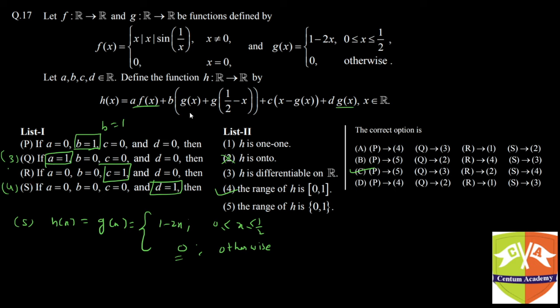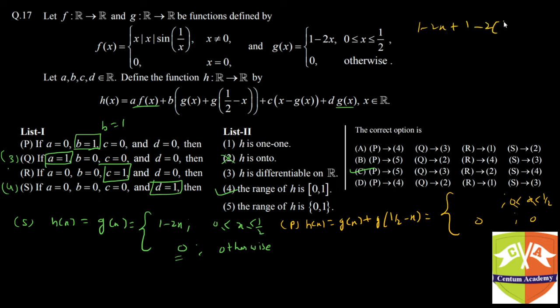P is when b is 1. What is b? g of x plus g of half minus x. Let me define this, by the way. We are attempting option p, which says that b is 1. That is, my h of x is equal to g of x plus g of half minus x, which if we divide into two parts, when x is 0, then it will remain as 0, and whenever x lies between 0 and half, then it will be 1 minus 2x plus 1 minus 2 times 1 by 2 minus x. This is 1 minus 2x plus 1 minus 1 plus 2x.